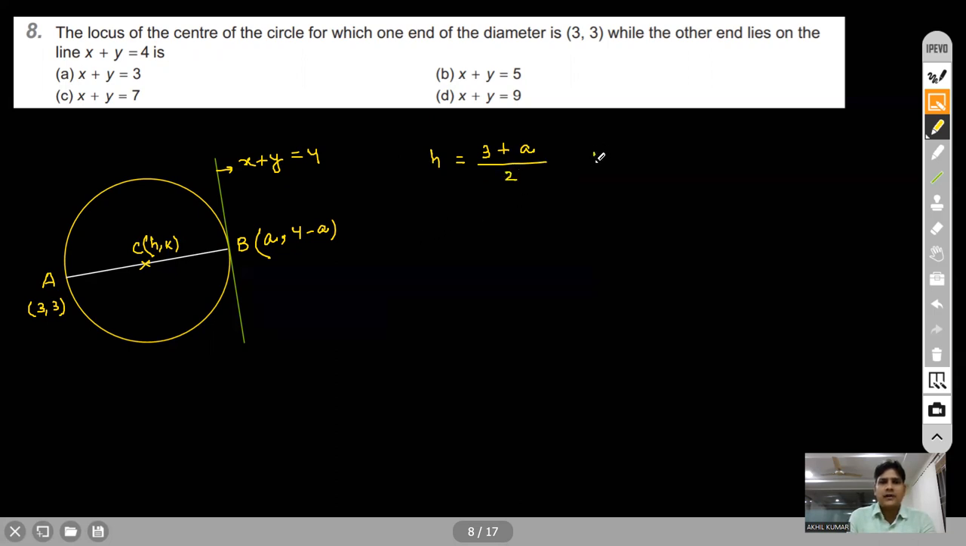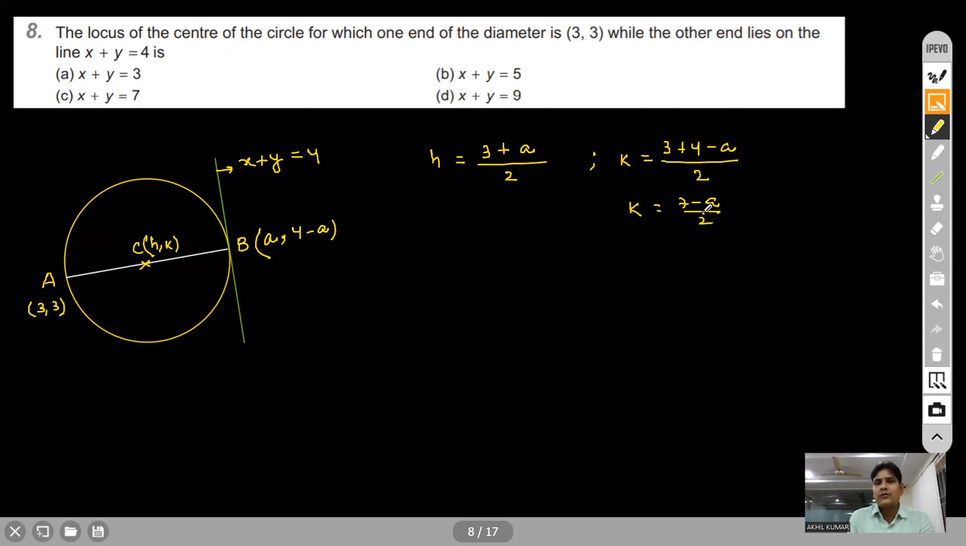And what will be our K? K will be the midpoint of the ordinates, 3 plus 4 minus A. Sum of both the ordinates divided by 2. So 3 plus 4 minus A upon 2, that is equal to 7 minus A upon 2. That comes out to be the value of K.